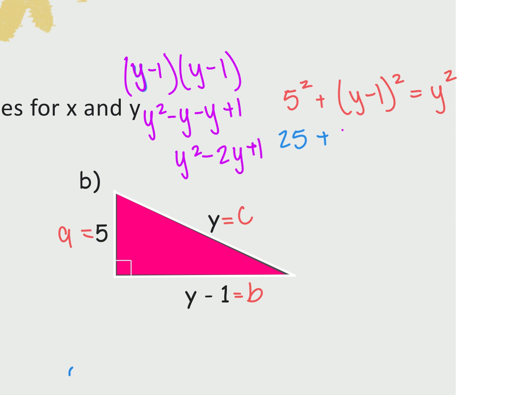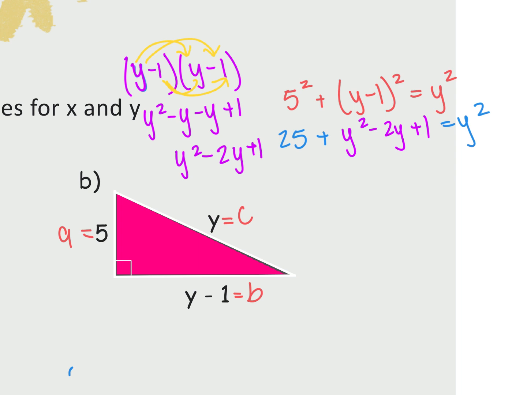So I'm plugging it in right here. Y squared minus 2y plus 1 equals y squared. Why is it plus 1 and not minus? Because it's negative 1 times negative 1. So when I'm foiling it, I'm doing the top ones and then the bottom ones.